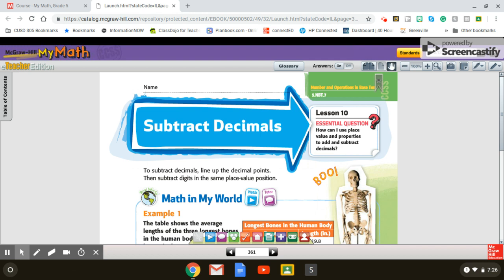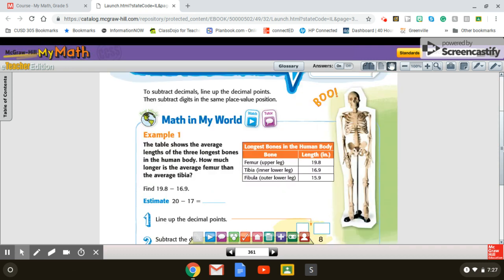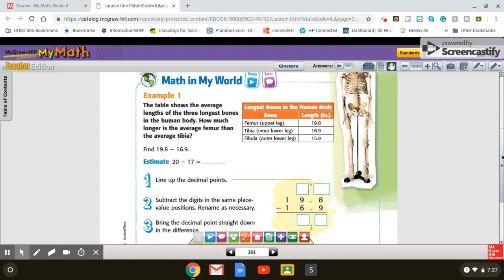The first step is to line up the decimal points. Then you're going to subtract instead of add. You subtract just as if the decimal points are not there. And then at the very end, you'll bring your decimal points straight down. So line up the decimal points, subtract, and then bring down. Those are your main steps. Now there is another step in there that you may need to do. We'll get to it in a few minutes.